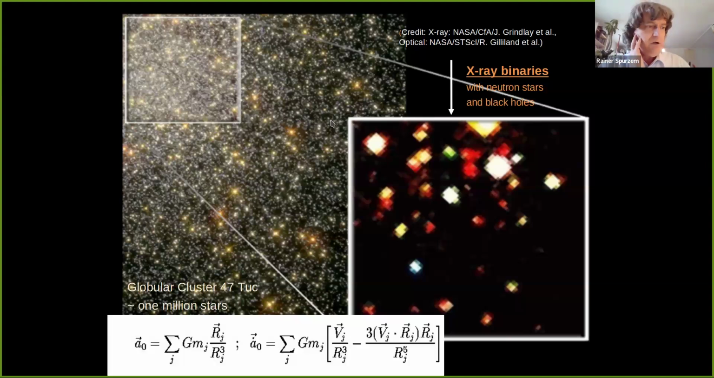So what's a globular cluster? This is not a new picture. It's just to illustrate the object from the Hubble Space Telescope. Here on the left-hand side is an optical picture of a fraction of a globular cluster. Globular clusters are spherical clusters of about 1 million stars, which are held together by their mutual gravity.